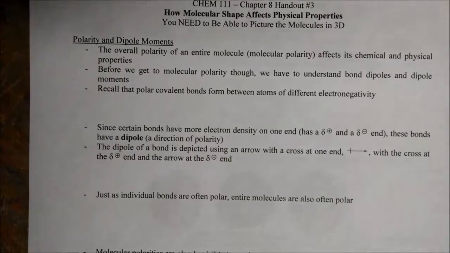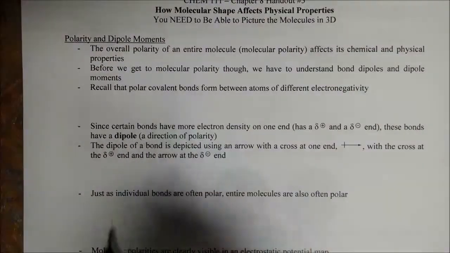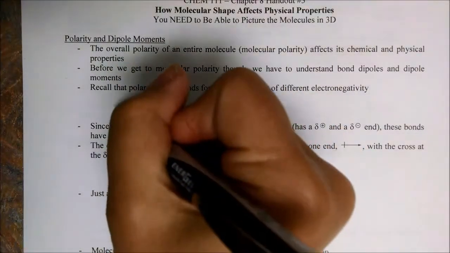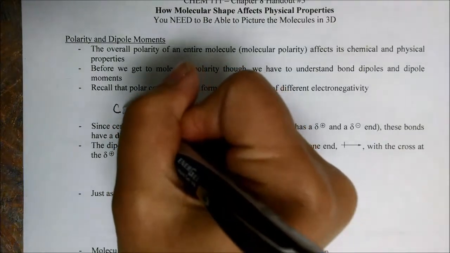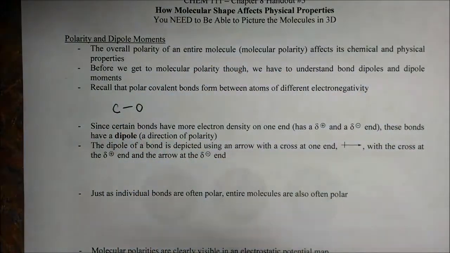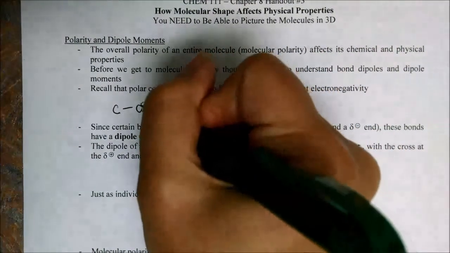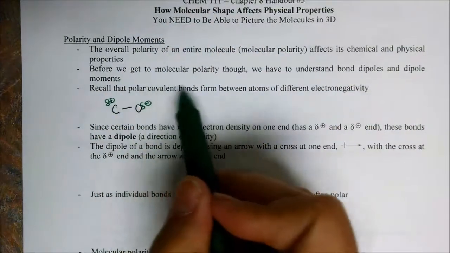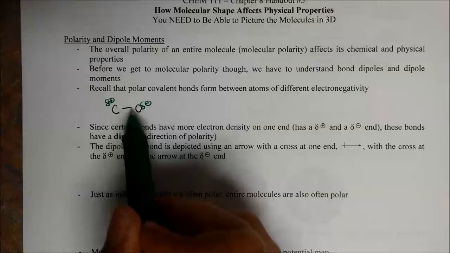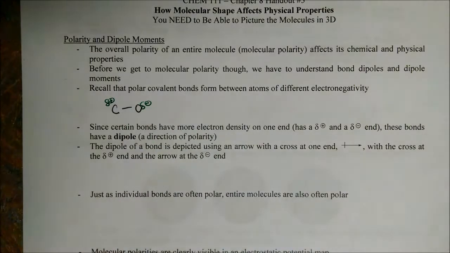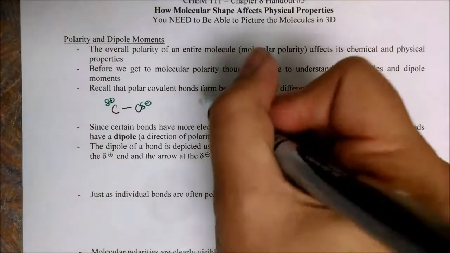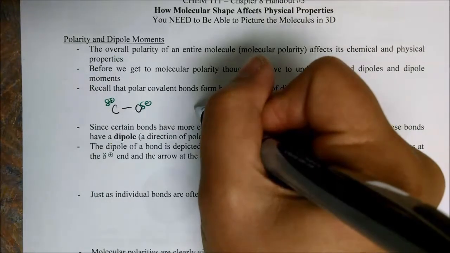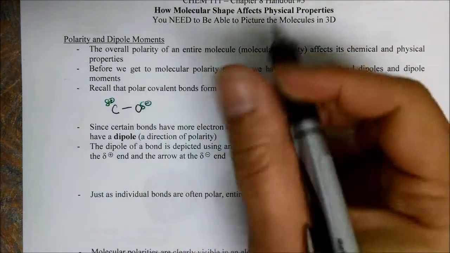Okay, so recall that we can have polar covalent bonds between atoms of different electronegativity. So here is a carbon-oxygen bond, and if you look at the different polarities between those atoms, which one is more polar? Look on the periodic table. The oxygen is more polar, so it pulls electron density more to its side, right? The electrons are being shared, but they're being shared a little bit more towards the oxygen because it is more electronegative, and so it has more ability to pull that electron density.